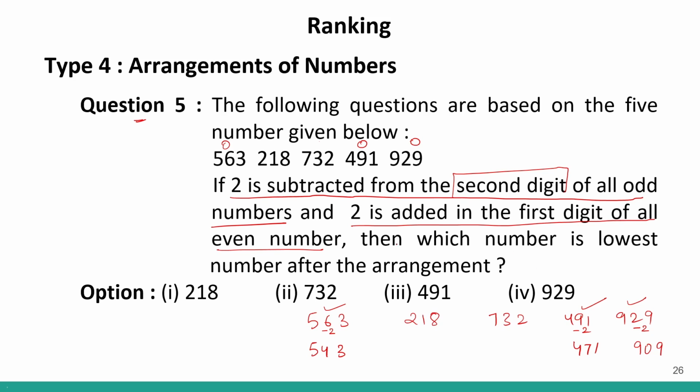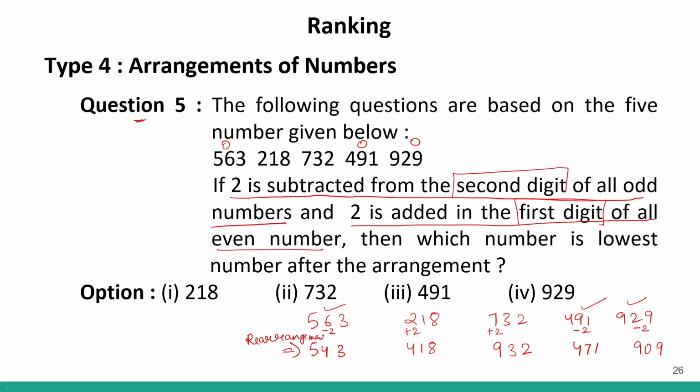Correct? Now 2 is added in the first digit of all the even numbers. So even numbers will be 218 and 732. And we are adding to the first digit. So we are adding 2 over here and 2 over here. So we are getting 418 and 932. Clear? Okay, so this will be our rearrangement. This will be after rearrangement.